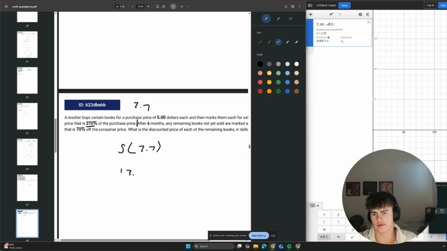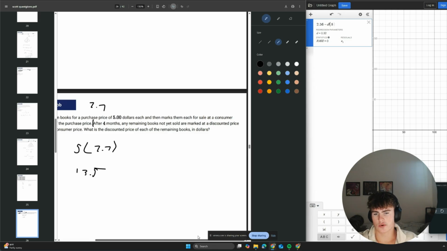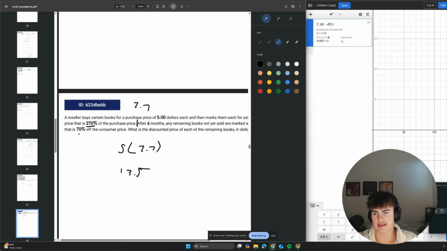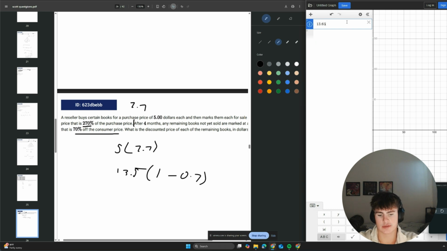Yeah, 13.5. You can do that in Desmos as well. So this is your consumer price now. Any books not yet sold are marked at a discounted price that is 70% off the consumer price. What is the discounted price? So 70% off is the same thing as 70% less. So I'm going to multiply this by 1 minus 0.7. And then Desmos can solve it for me. 4.05, that's your final answer, and that's it.